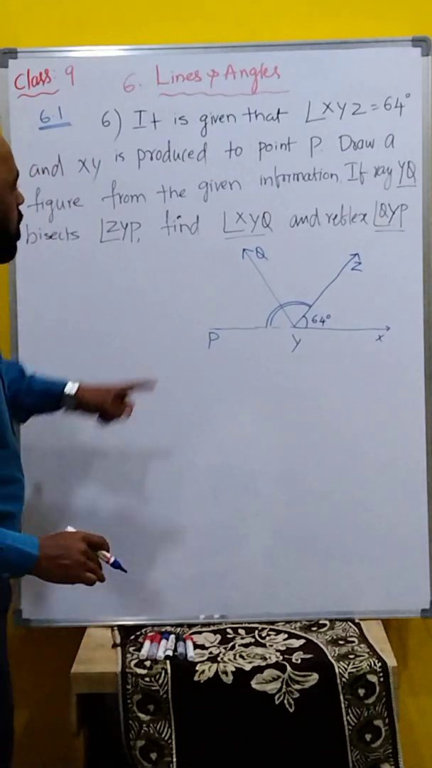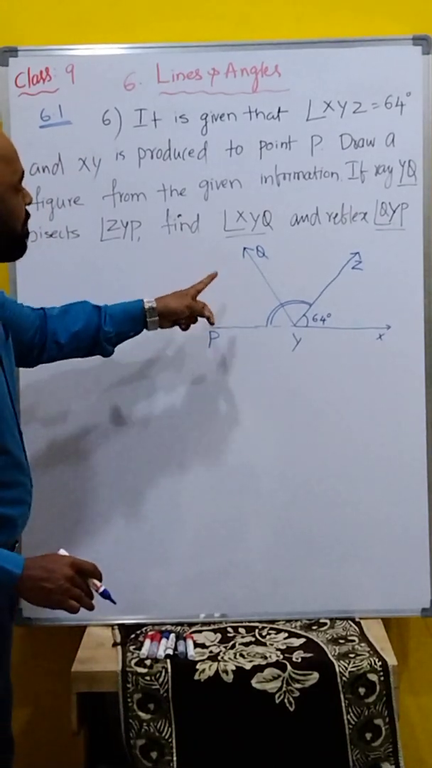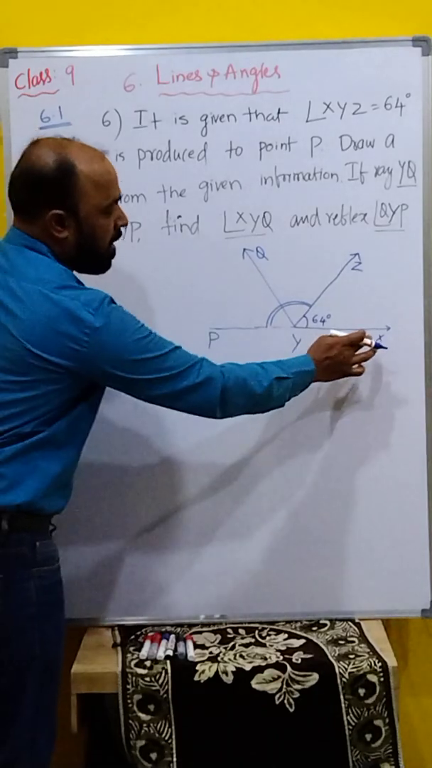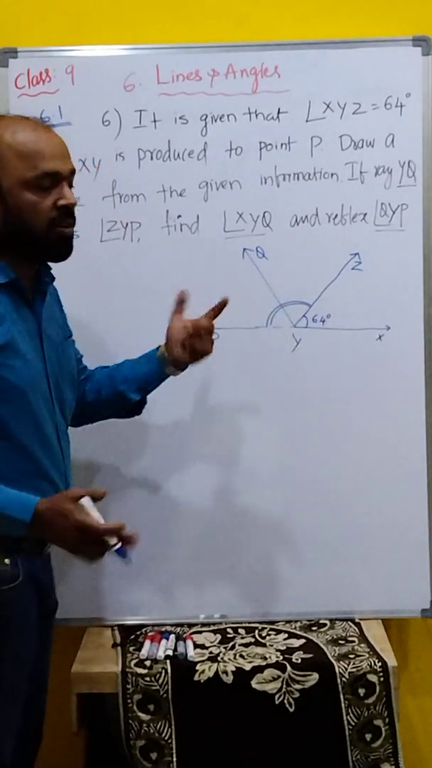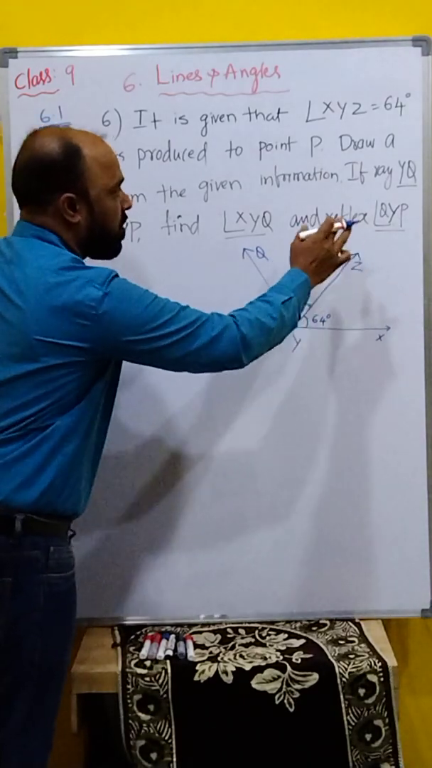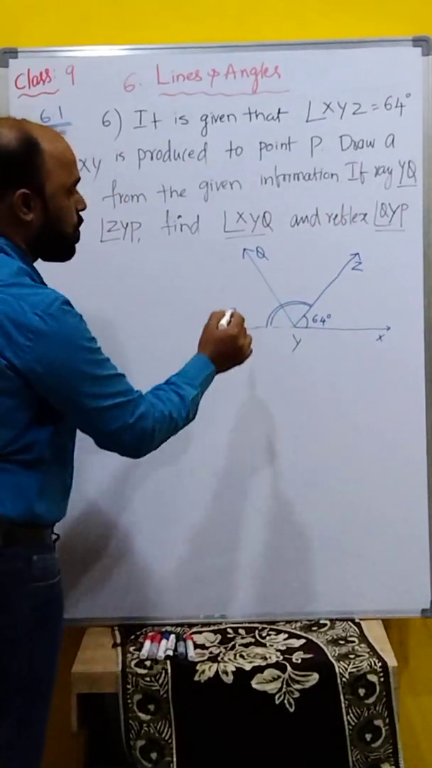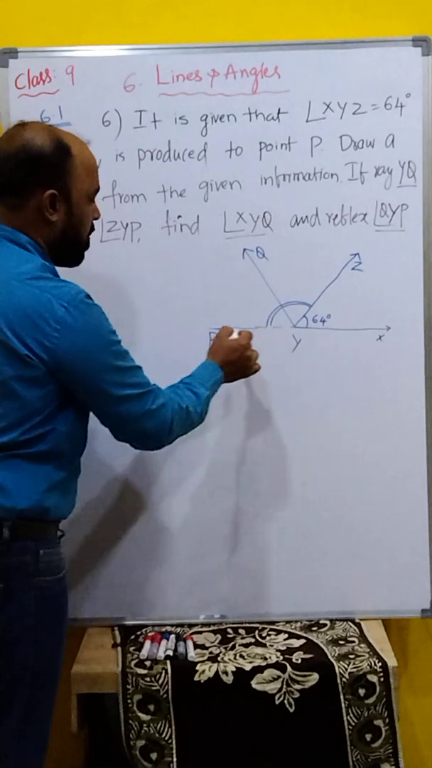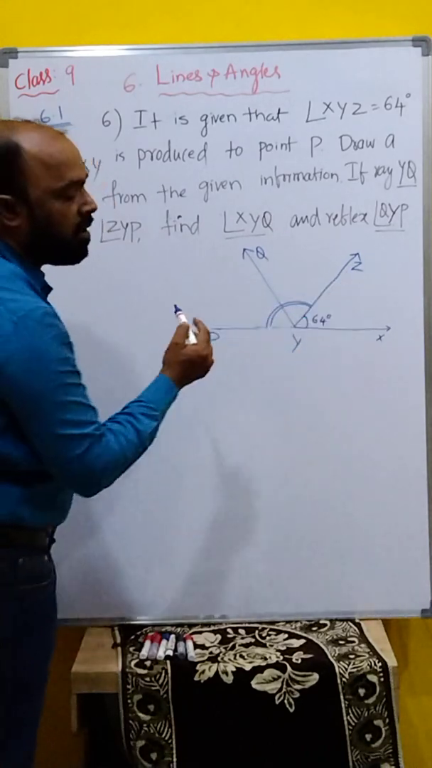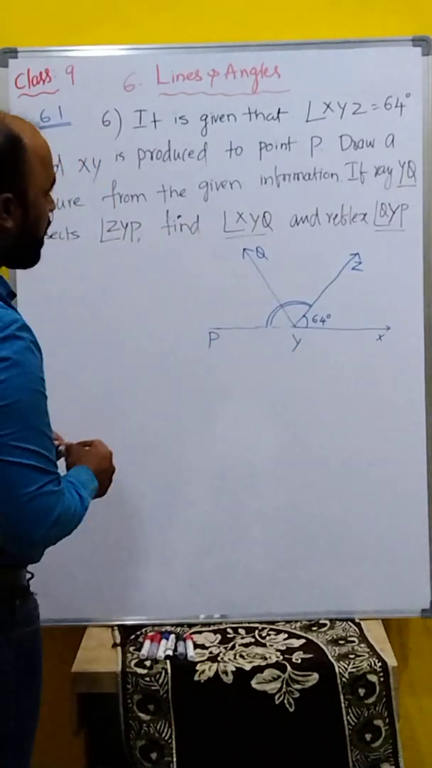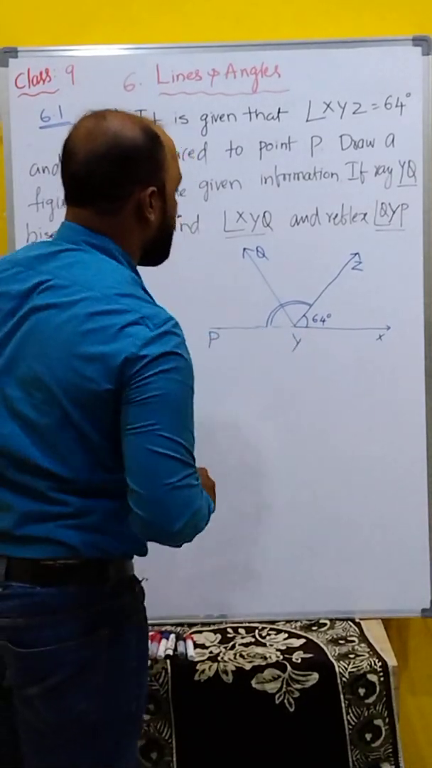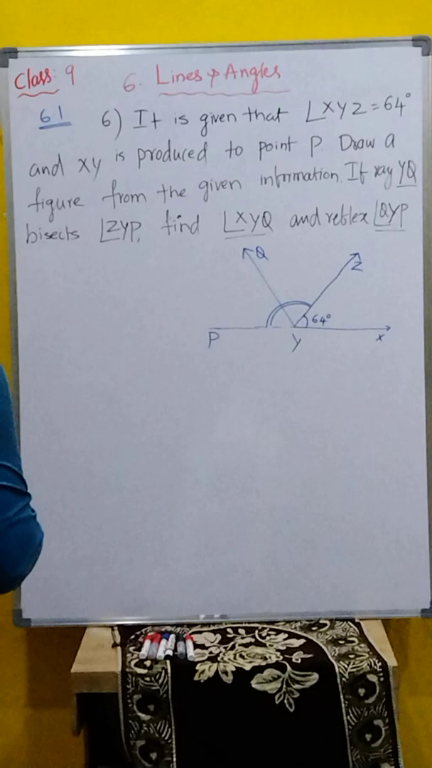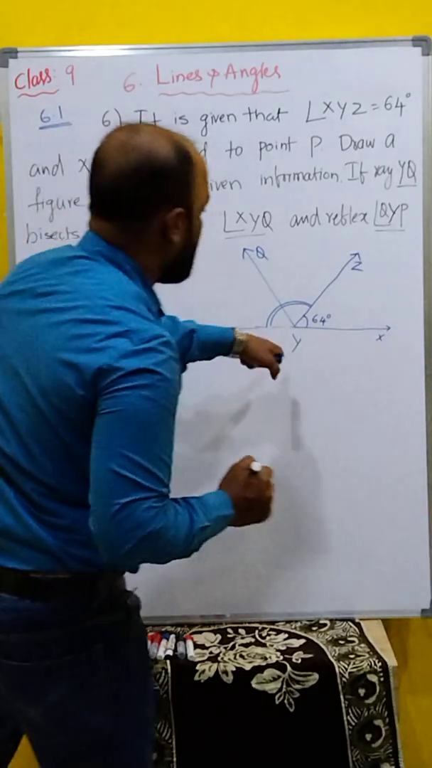Now, the question asks to find XYQ. If you know that, then add these two, you get it. And reflex of QYP. If you know QYP, then the other part you can find. Clear, children? Now 64 is given, and using that we will find it out. Now ray YZ, this is YZ.